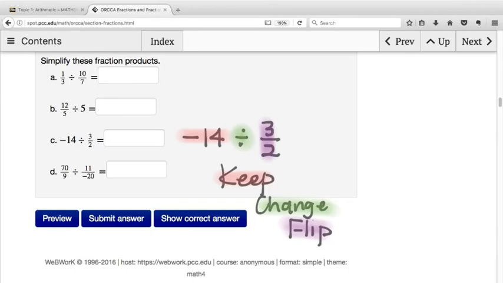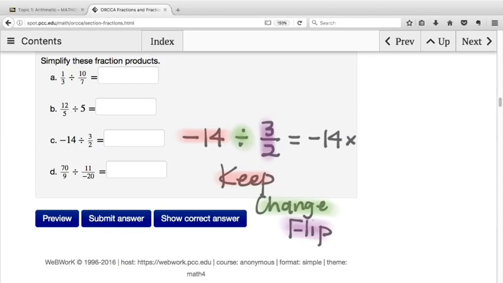So we're going to keep that first number here, negative 14. Call that the dividend of the division problem. We're going to keep that as it is. Don't touch it. We're going to change division for multiplication. So we're reversing the operation here, turning it from a division problem into a multiplication problem. And the good news is that we know how to multiply fractions based on what we said a minute ago. So this is taking us from an unfamiliar problem type into a familiar problem type.